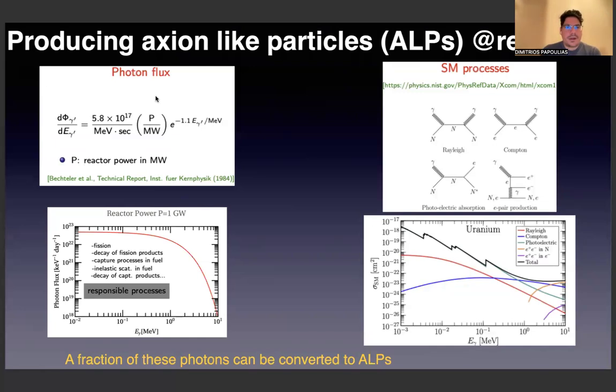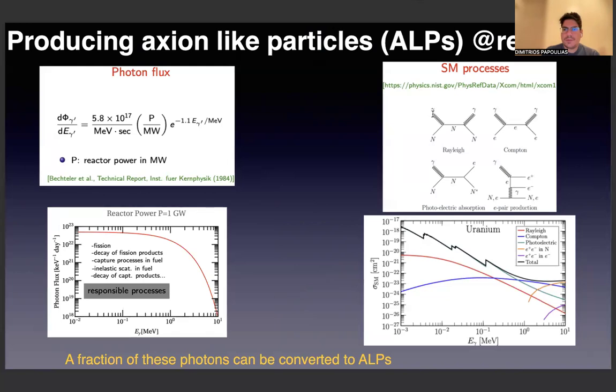So, at a reactor antineutrino experiment, the reactor power plant not only produces an abundant flux of antineutrinos, but it also produces an abundant flux of photons. So these photons can be produced because of fission or decay of fission products, capture processes in the fuel, inelastic scattering or decay of captured products. And it is quite abundant, as you can see from this flux versus energy plot.